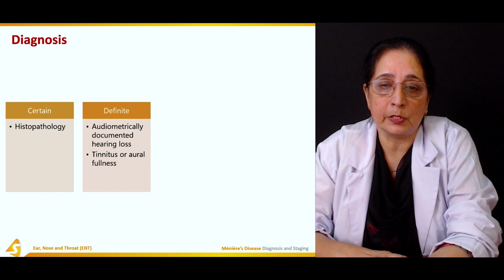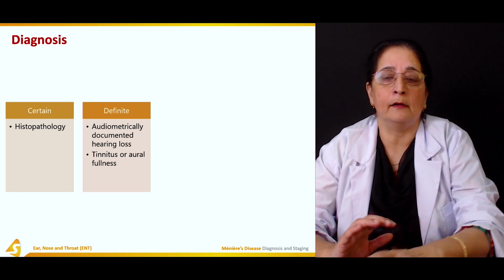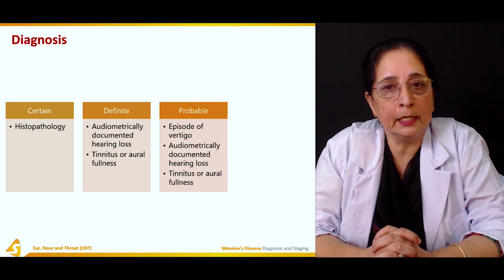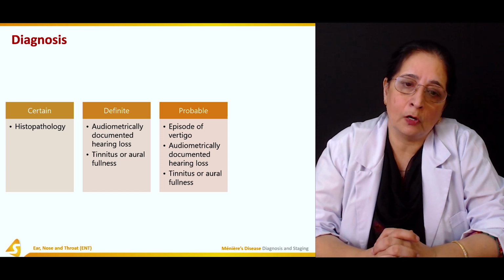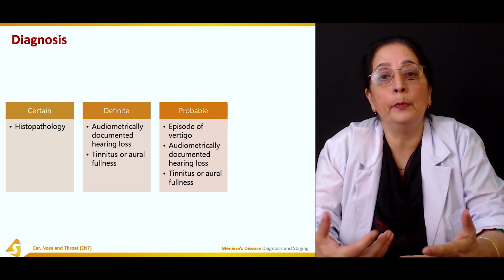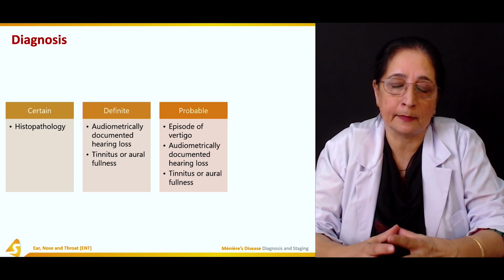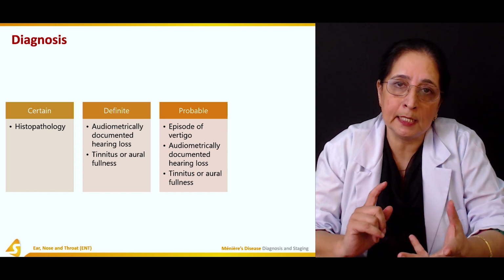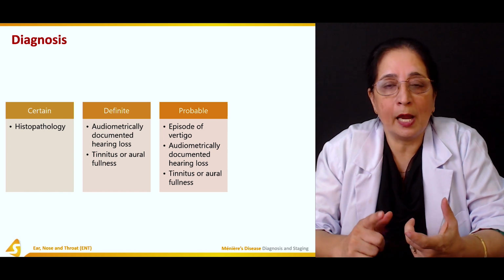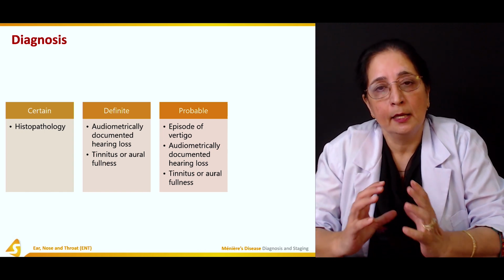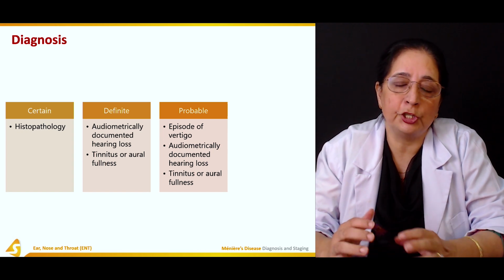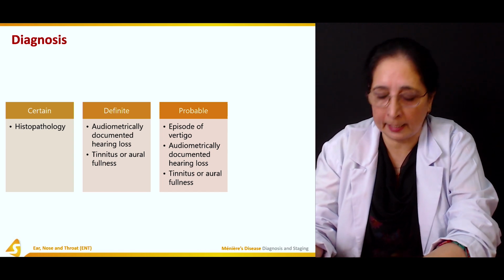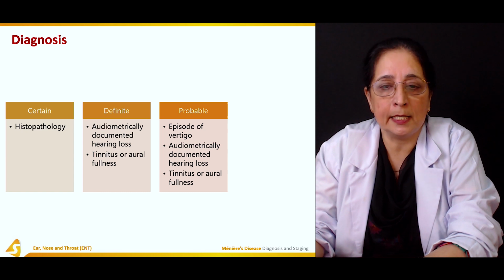Then probable diagnosis. Probable diagnosis is when there is an episode of vertigo, audiometrically documented hearing loss, and tinnitus or aural fullness present. It is probably Meniere's disease, because the symptoms we said about Meniere's disease are tinnitus, vertigo, and fullness. When three things are present, the first thing that comes to mind is that the patient might have Meniere's disease, and further audiometric testing can make the diagnosis easier.